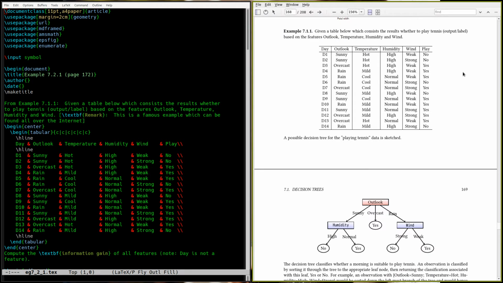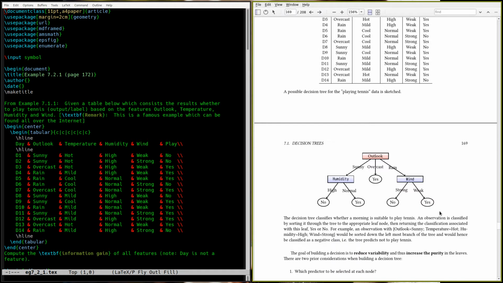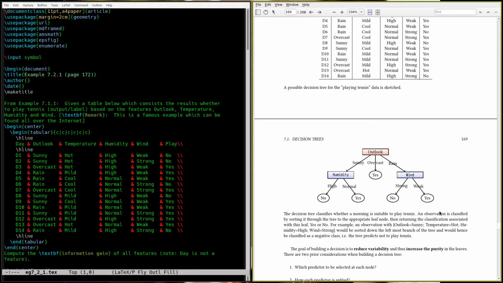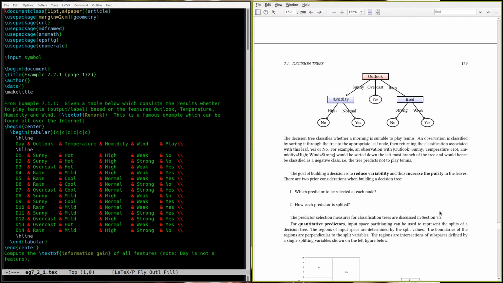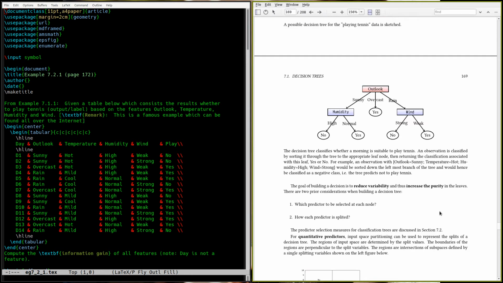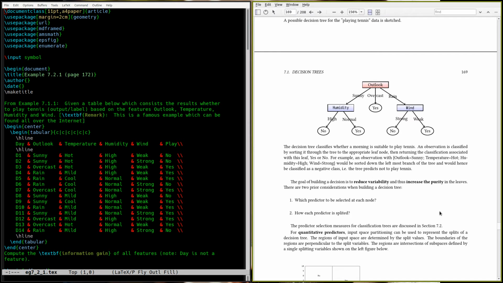As mentioned in the previous video, using ID tree it's possible to generate this diagram. This is generated from ID tree. You will see something similar in your tutorial 5 question 3. So how do we actually construct this thing?